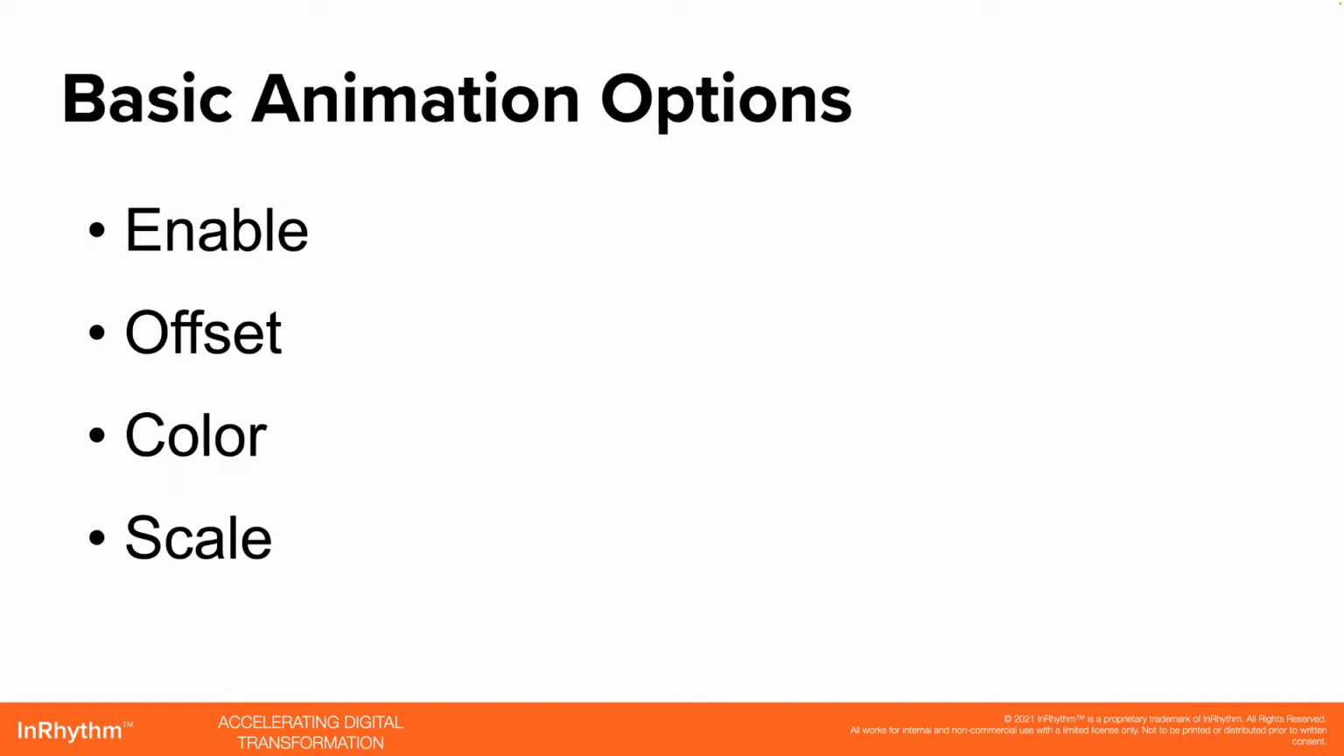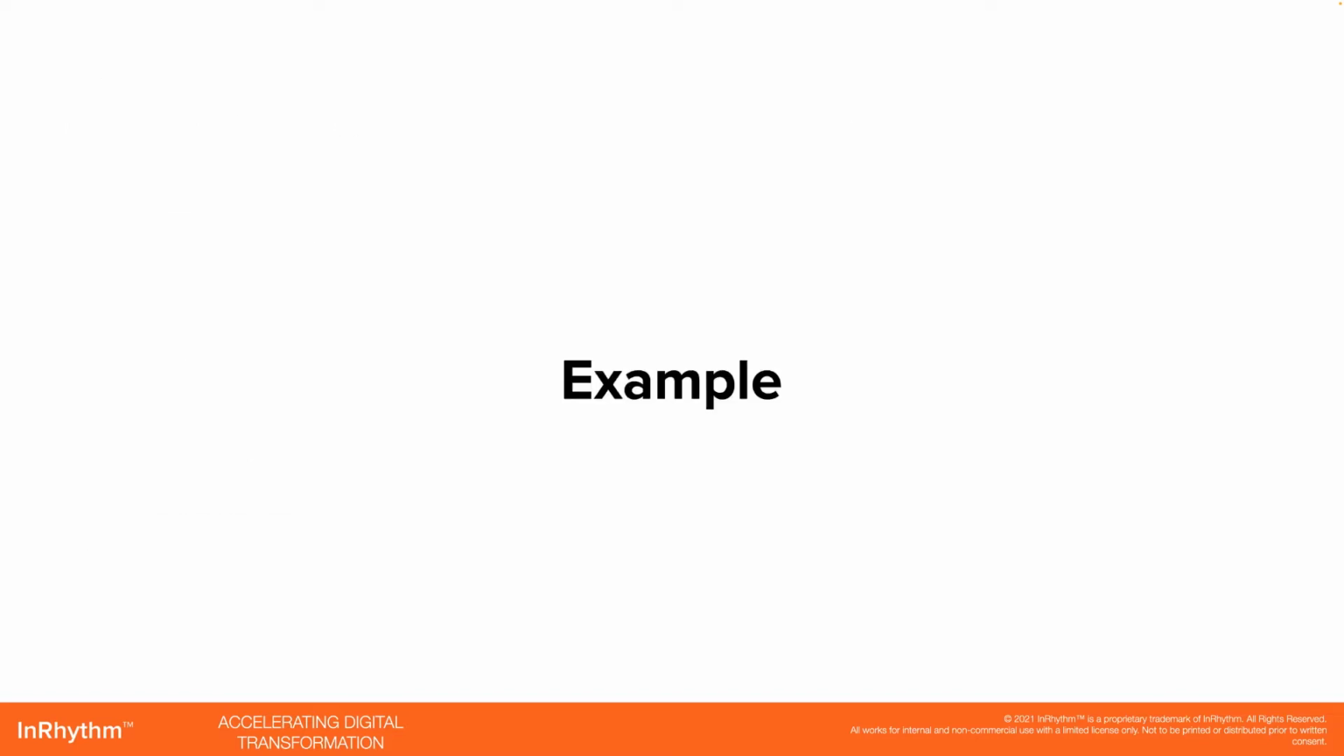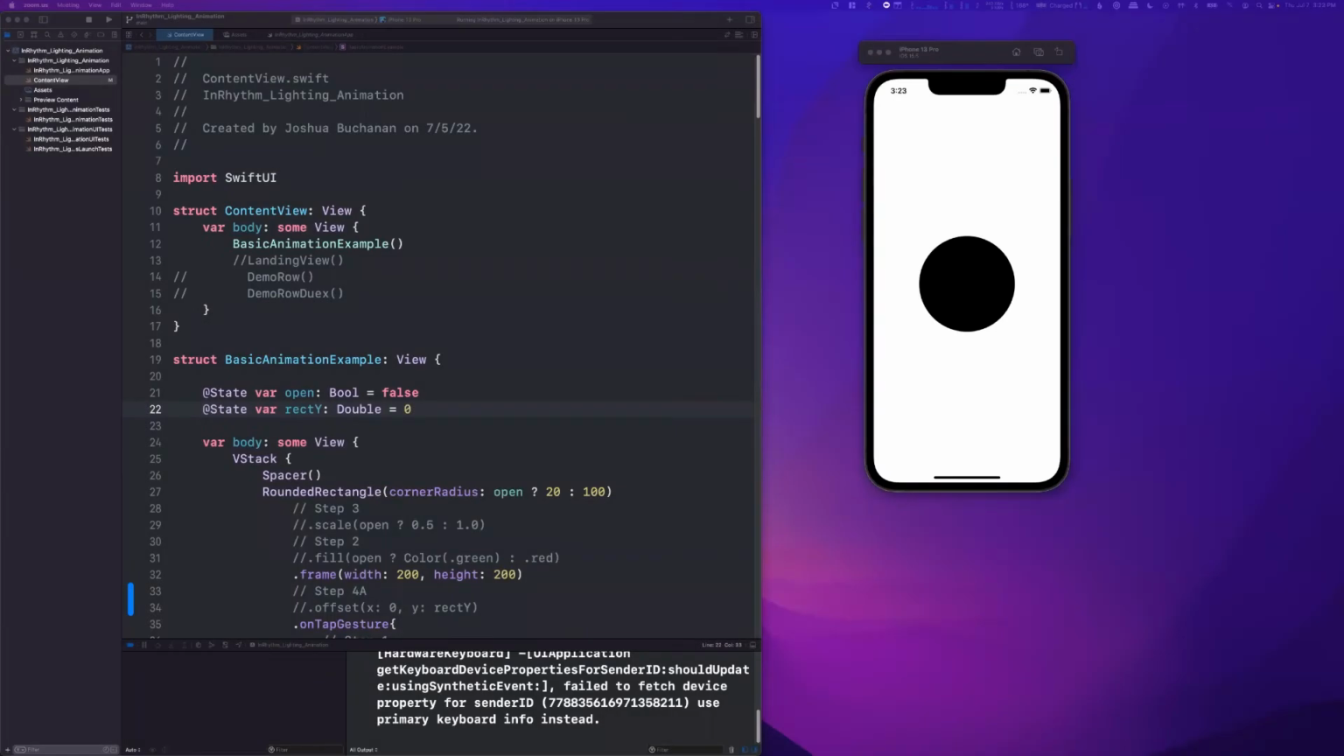So ways in which you can animate a view or some object on a view is you can tell it to start animating or stop animating. You can change the location of some item on your view using the offset. You can change the color of the thing that you're animating, as well as you can change the scale. So we'll go ahead and just jump into some code real quick.